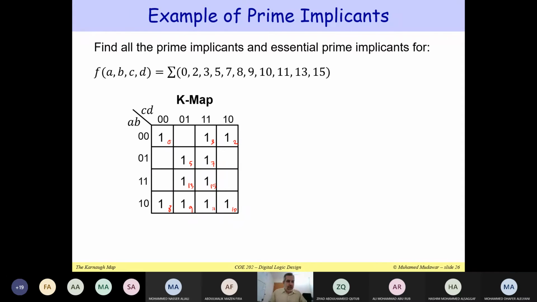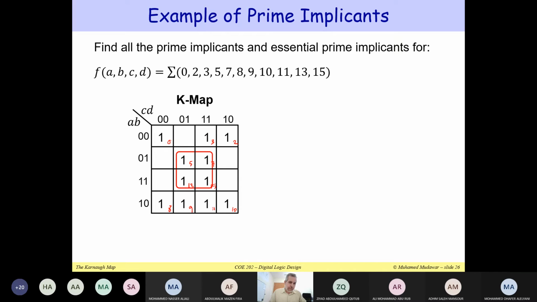Okay, can you find another prime implicant? 2, 3, 10, 11. Yes, thank you. Excellent. So you can see we have located many of these. In fact, what you have to do is locate all of them. So I think that you have located all of them. So let us take a look. So we have this prime implicant, which is 5, 7, 13, 15.